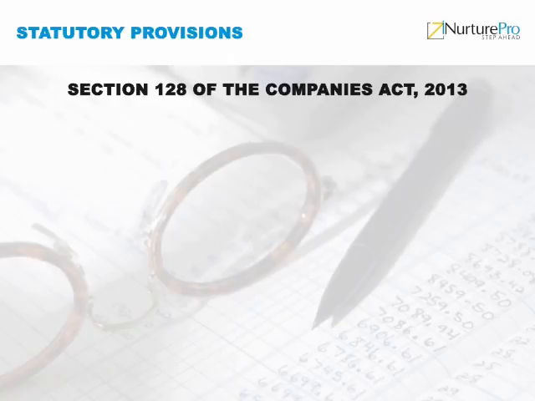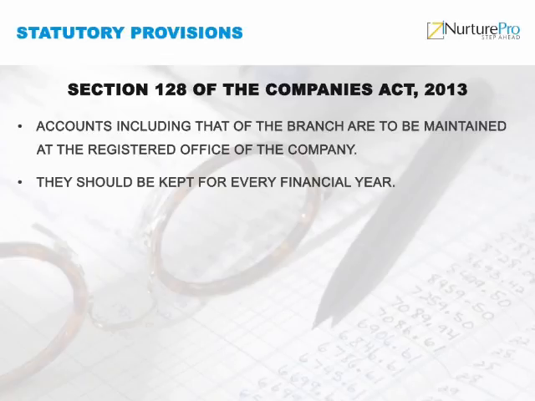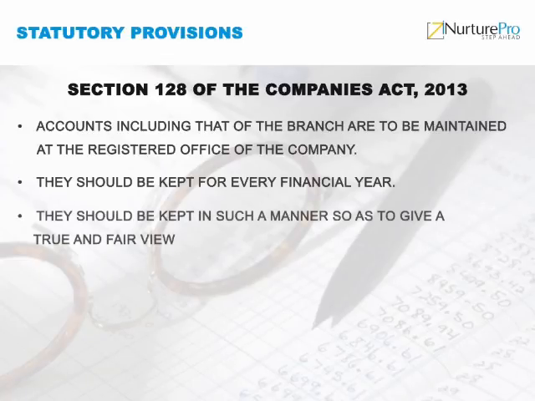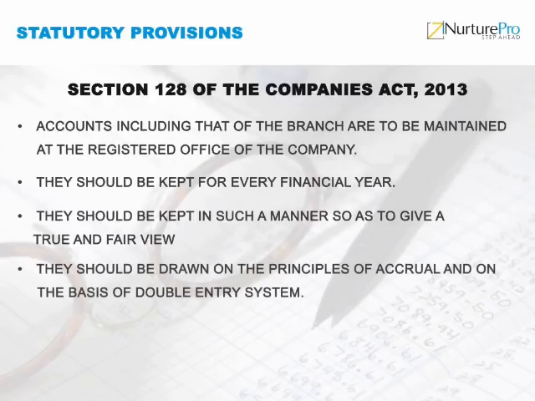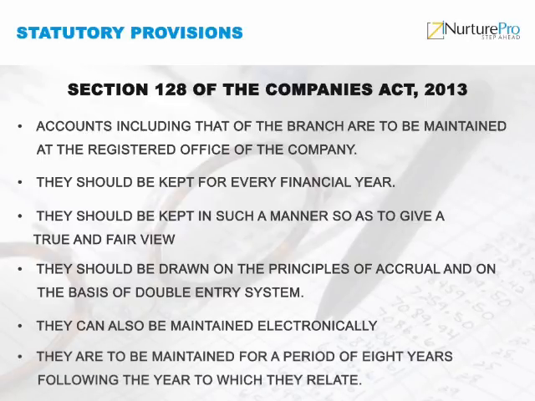Key requirements of this section are: number 1. Accounts including that of branch are to be maintained at the registered office of the company. Number 2. They should be kept for every financial year. Number 3. They should be kept in such a manner so as to give a true and a fair view. Number 4. They should be drawn on the principles of accrual and on the basis of double entry system. Number 5. They can also be maintained electronically. Number 6. They are to be maintained for a period of 8 years following the year to which they relate.